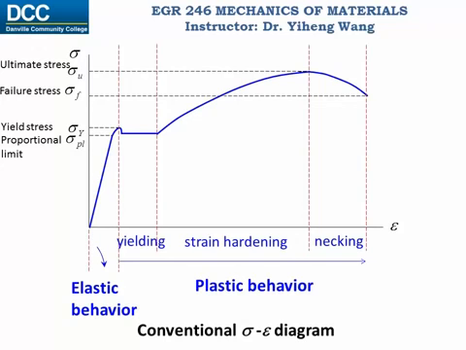Again, shown here is just an example. Different materials, for example, brittle versus ductile materials, might have different diagrams, and a compressive diagram will look different than a tensile diagram. Now let's further analyze the stress-strain diagram.